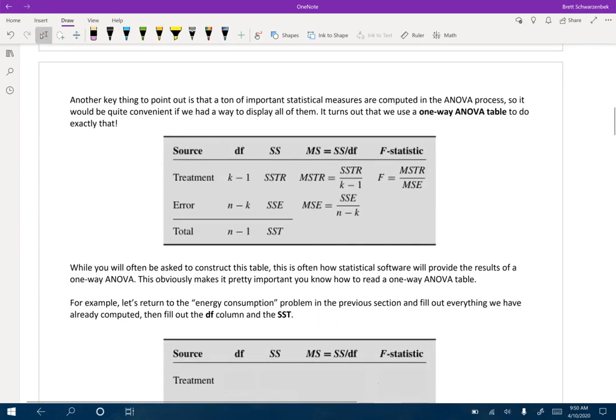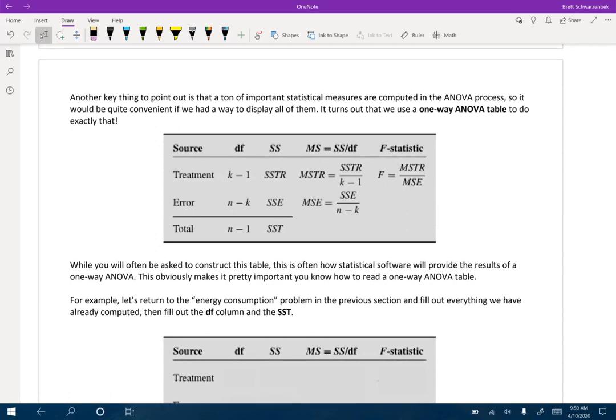Okay, so we basically have all of these statistical calculations already that we found with ANOVA, but it's hard to really keep track of them. I mean, we have some degrees of freedom, we have SSTR, SSE, MSTR, MSE, we have F, and we even have this new calculation, SST.